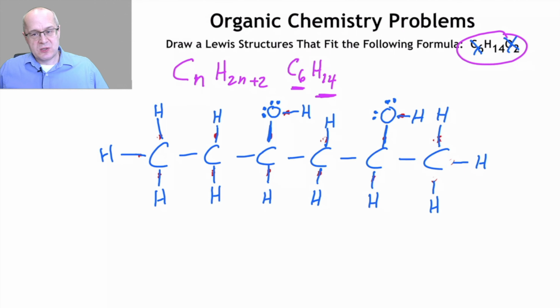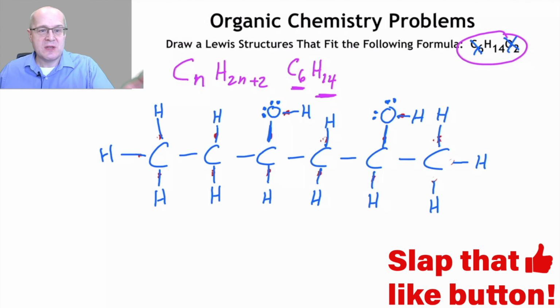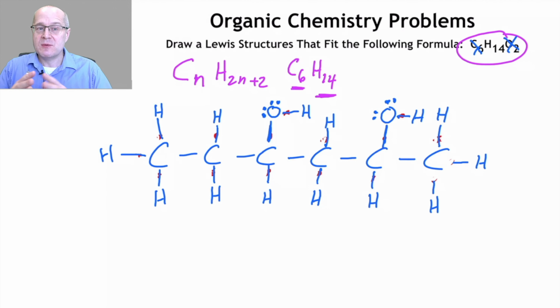Now, I put the oxygens on the carbons I put them on. You could have put them on the same carbon. You could have put them on the terminal carbons. It doesn't matter. Put them wherever you want. If the question leaves it open, do whatever you want. Just make sure you do not violate the octet rule, and do not use more atoms than you're given. Do not use fewer atoms than you're given. And these questions become very simple.